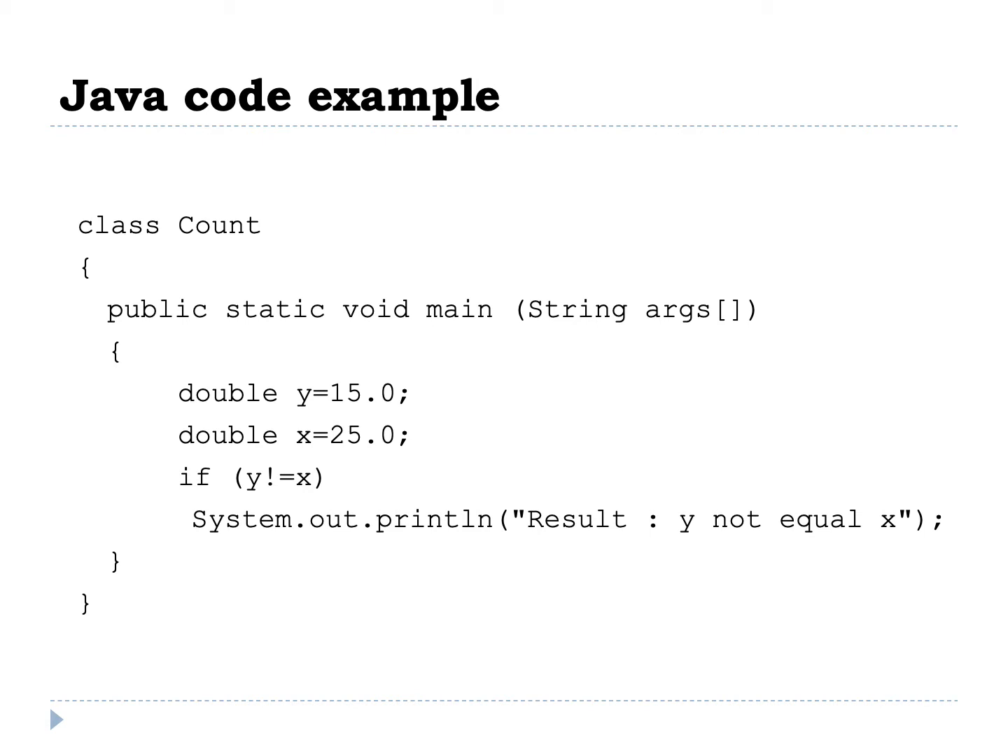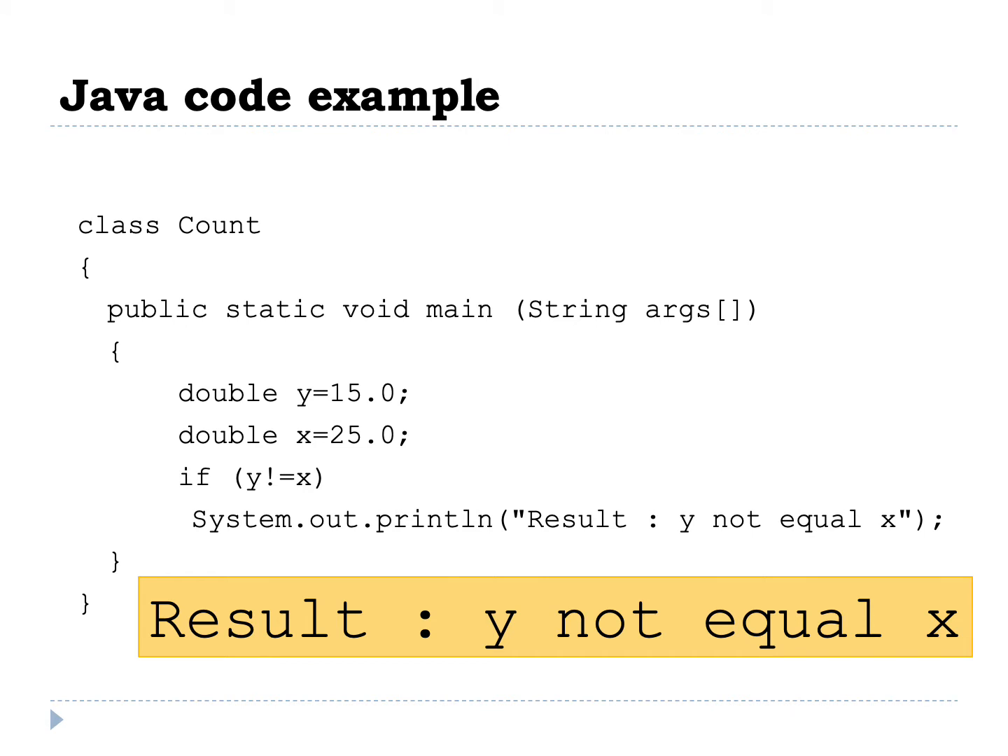The condition that we could have is if we write if y not equal to x, meaning that the value of y is not the same as x, this will give us the value true. If the value of y is the same as x, this condition becomes false. Remember that the condition can either be true or false. When the condition is true, it will execute the statement and display result y not equal to x. If we run this code, it will display result y not equal to x because the condition is true.